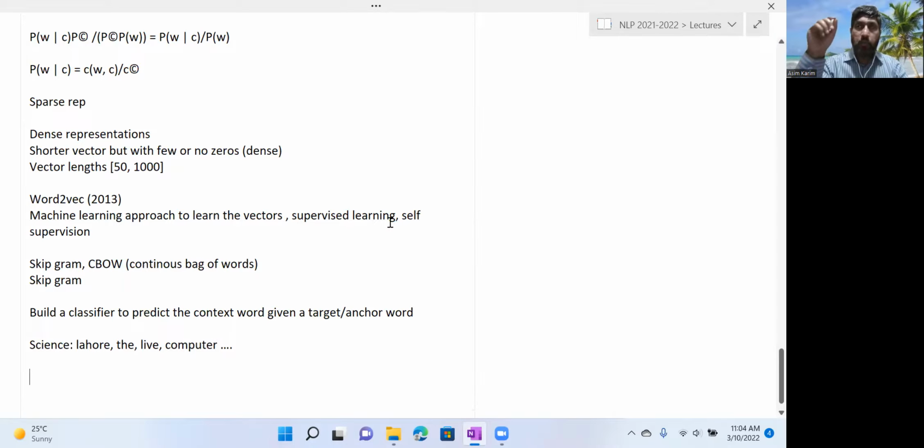So you get a distribution over the words that occur in the context of the word science. So this approach, where you have an anchor word and some context word, and you're trying to predict the context word given the anchor word, is the skip-gram approach. Okay?